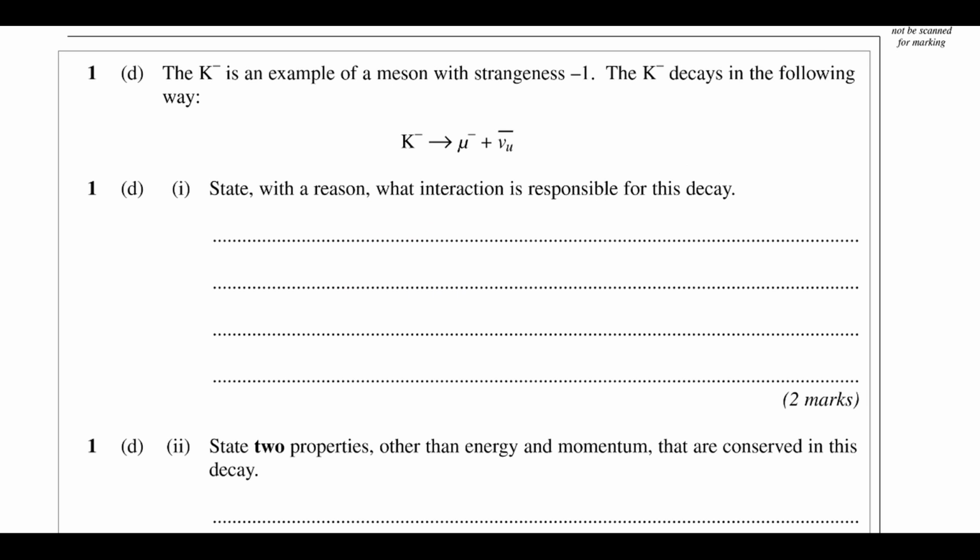Alrighty, so to round off question 1, we're going to look at an interaction here. So you've got a K- meson, strangeness -1, and it decays in the following way. State with a reason what interaction is responsible for this decay. So if we have a look, in terms of strangeness, this one's got -1, this one's got 0, and that's got 0. So if strangeness isn't conserved, that means it's going to be caused by the weak interaction. Because if it was strong, we would know strangeness would be conserved. So it's going to be the weak interaction.